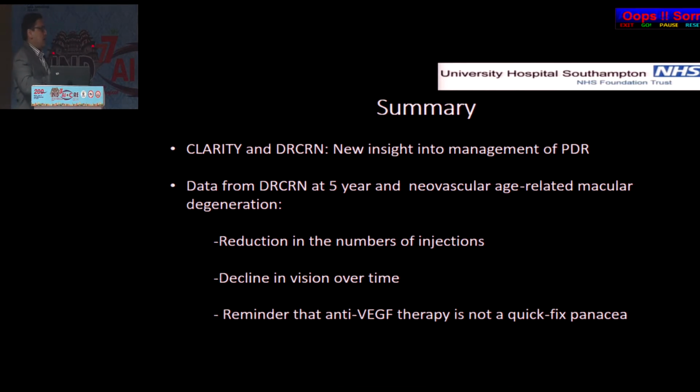The data from the AMD studies show that yes, there is a reduction in the number of injections as we go on, but there's also a decline in the vision we gain. But remember, one last line: anti-VEGF is not a therapy, it is not a quick fix for all the problems.